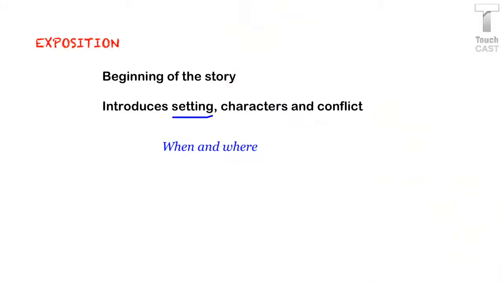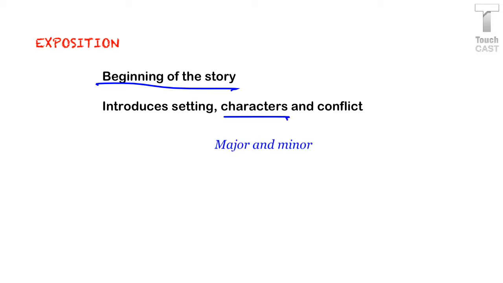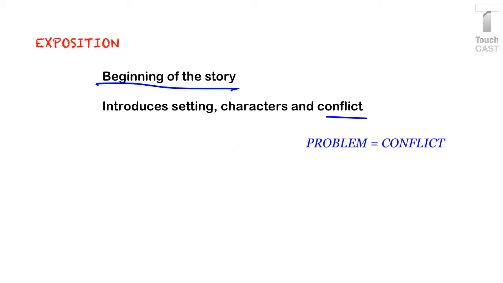So we've gone over a number of different vocabulary words today for our exposition. Okay, and for exposition, we have to remember that it's the beginning of the story. It introduces the setting, which is the when and the where, the characters, which are the major and the minor, and it gives a hint to tell the reader what the conflict is. And remember, conflict means problem. So remember, guys, exposition is our first stage of plot, and we have 4 more to go.